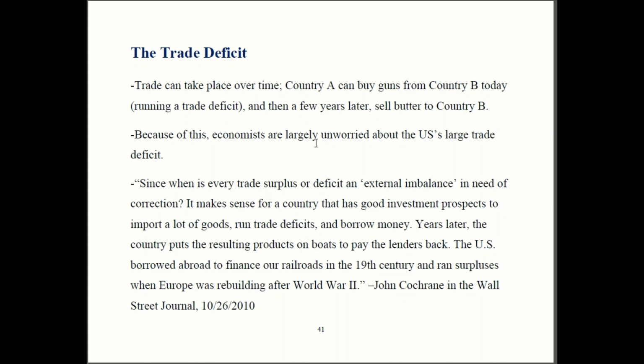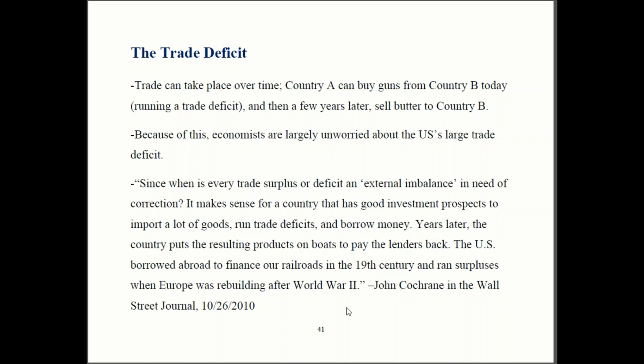And he finds a historical example where this happened. Back in the 1800s, we were a pretty good investment. We wanted to build a lot of railroads to improve transportation across our gigantic country, and we borrowed money to do that. Now, after World War II, Europe was largely lying in ruins while the U.S. sustained much less damage. So we ran large trade surpluses then. We were selling goods to rebuild Europe. So it evened out.